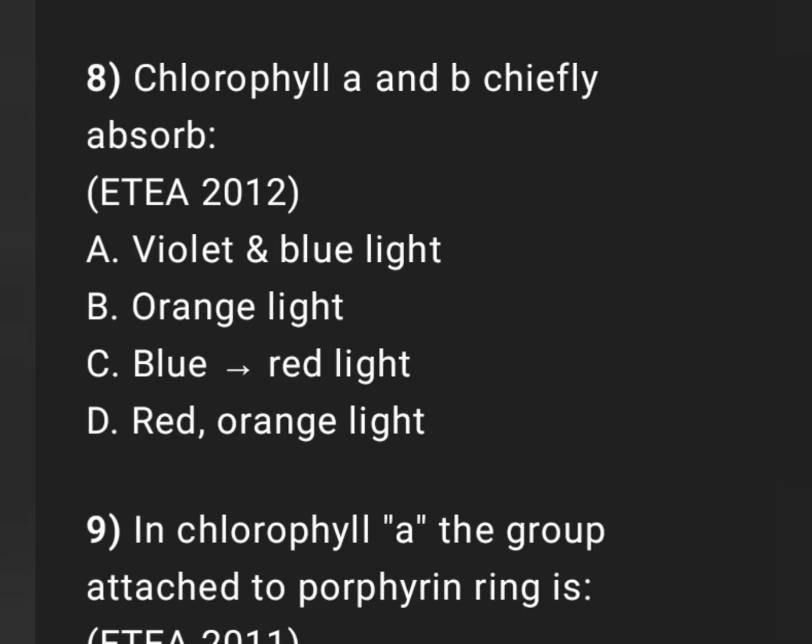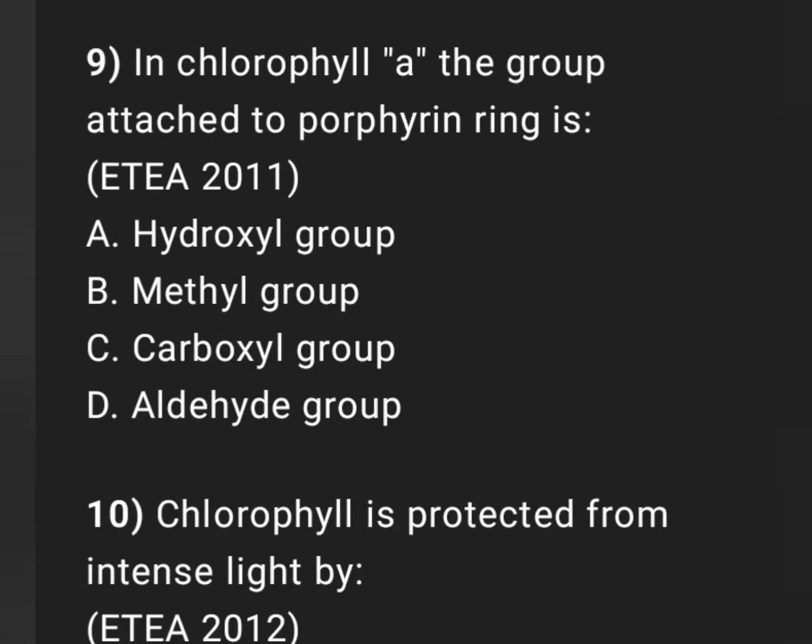8. Chlorophyll A and B chiefly absorb ETEA 2012. A. Violet and blue light. B. Orange light. C. Blue and red light. D. Red, orange light. 9. In chlorophyll A, the group attached to the porphyrin ring is ETEA 2011. A. Hydroxyl group. B. Methyl group. C. Carboxyl group. D. Aldehyde group.